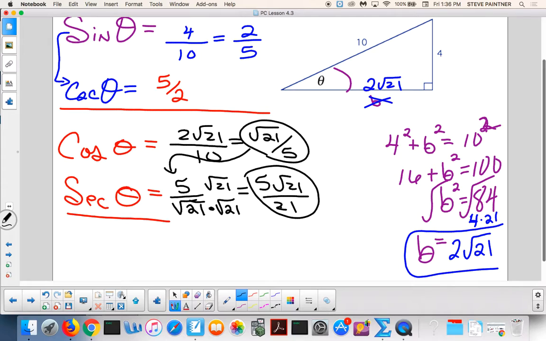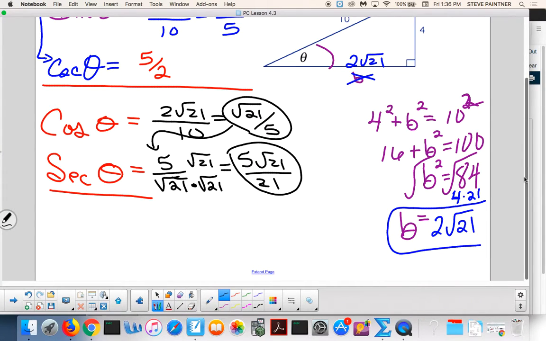Good? So you want us to leave it in radical form and not decimal? Oh, no. I don't want decimal. Okay. Guess what? This is on the non-calculator. You're right. Unless you know what square root of 21 is in your head. Probably not. You don't want to try.